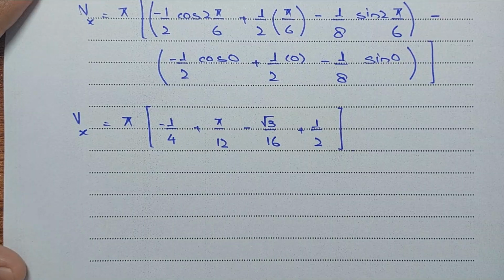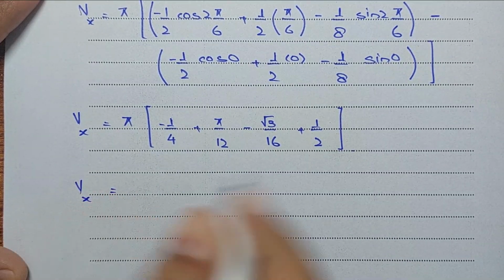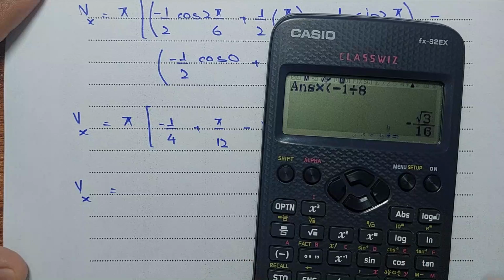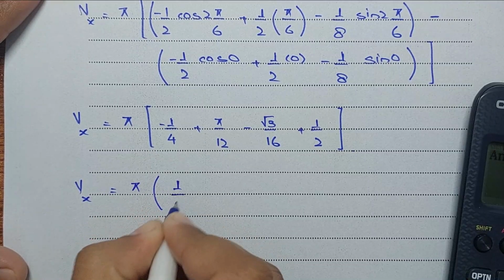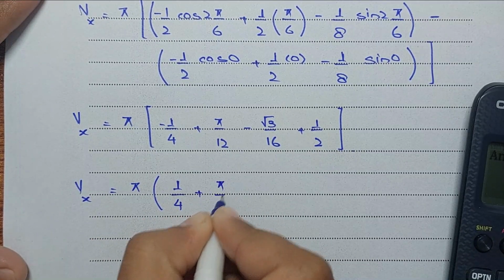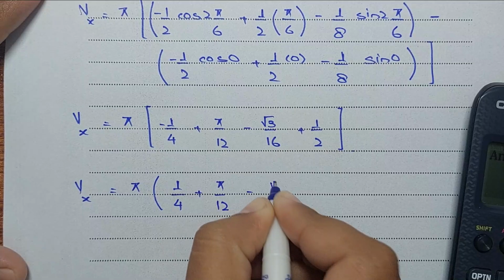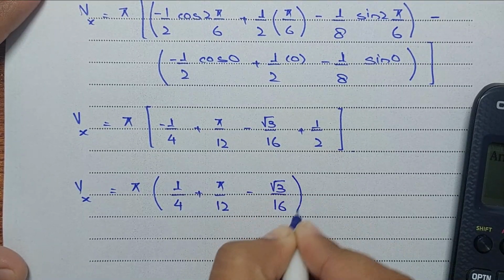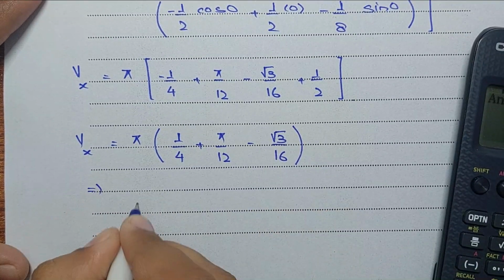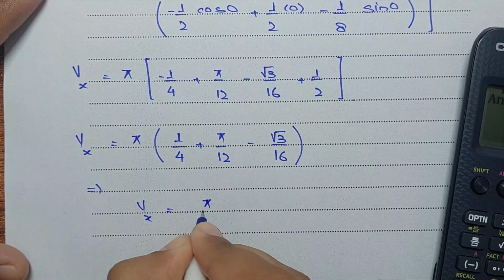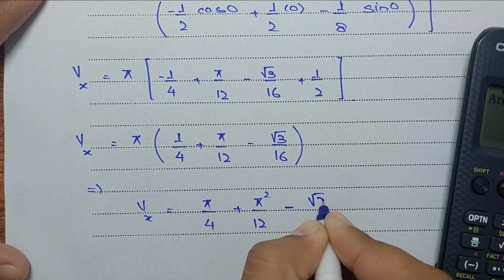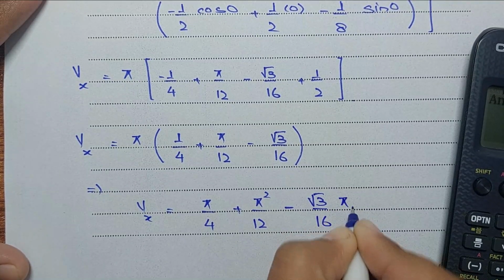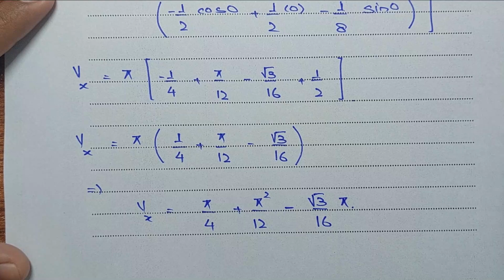Okay, we need to find the exact formula, right? So volume would be, what is this? 1 by 2 and minus 1 by 4 is 1 by 4. So pi times 1 by 4 plus pi by 12 minus root 3 over 16. So multiply by pi. So the exact volume is pi by 4 plus pi square over 12 minus root 3 over 16 pi. This is the answer for the exact volume.